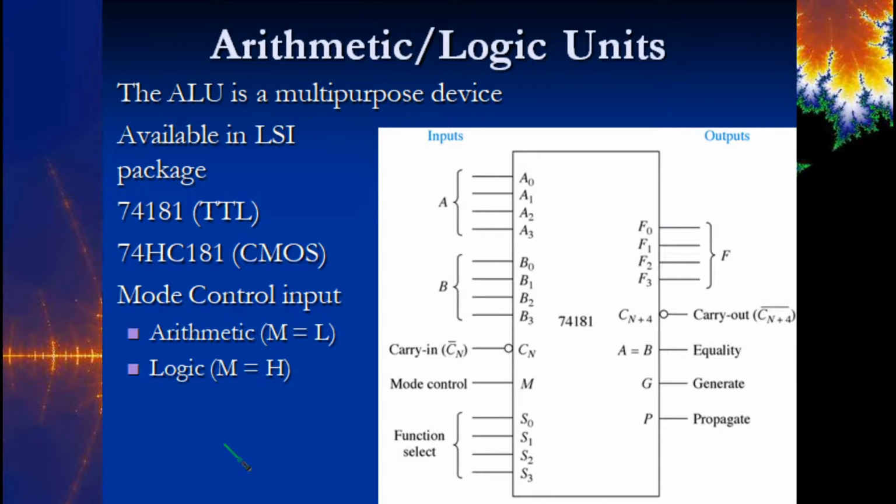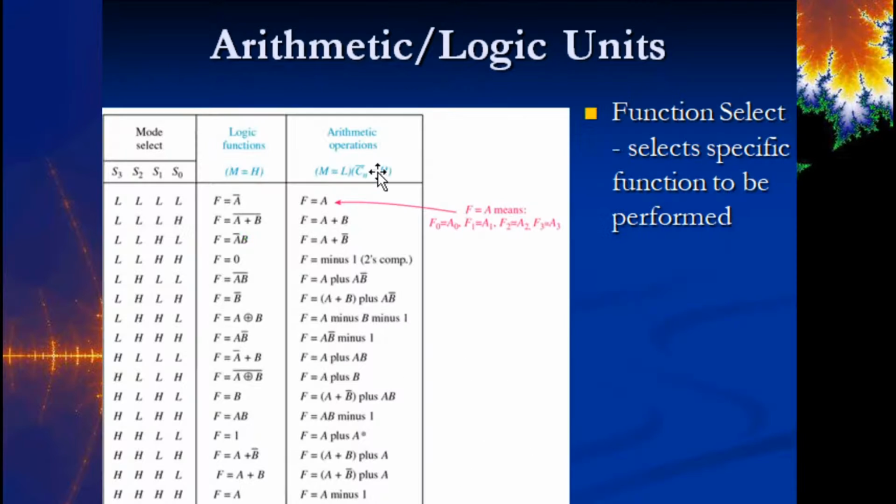You have to look at the table to even see what the selection is. You have 4 function select bits here, so that means it goes from 0000 to 1111. So there are 16 separate functions that this thing can perform, all right? It just depends on what function you have selected, and that determines what happens with these 2 binary strings, okay? And here's the table. Depending on the mode select, you could either have it in logic functionality or in arithmetic operations, okay?